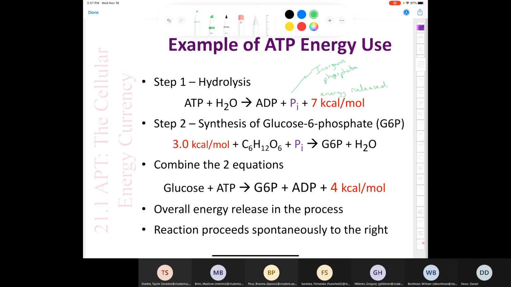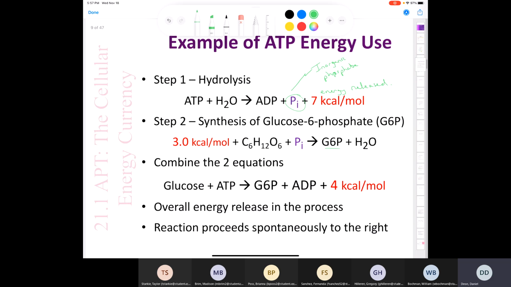Now we call this a coupled reaction when the product on one side is a reactant in the second step, I guess is the way I should put it. So what happens in the second step, once you've got that inorganic phosphate floating around, it's going to react with the glucose to form G6P and release water in the process. Okay, great. Well, what else? It's going to cost some energy to put that bond on there, right? It's going to cost us some energy.